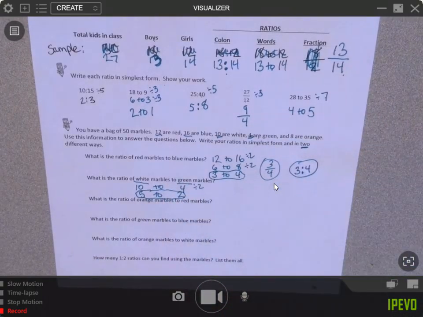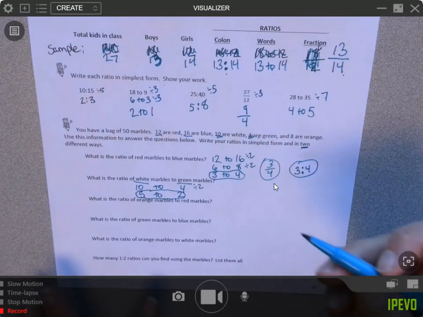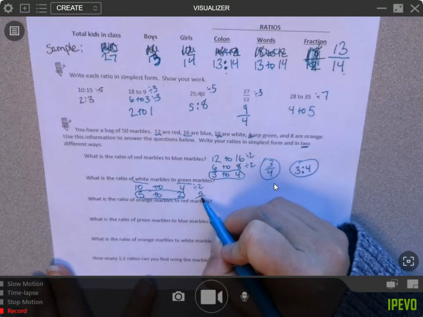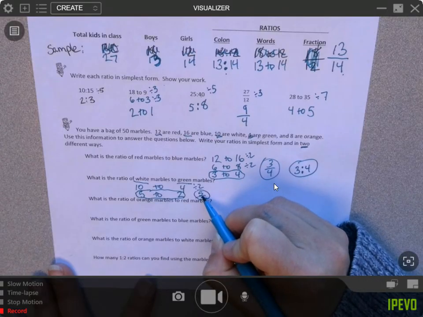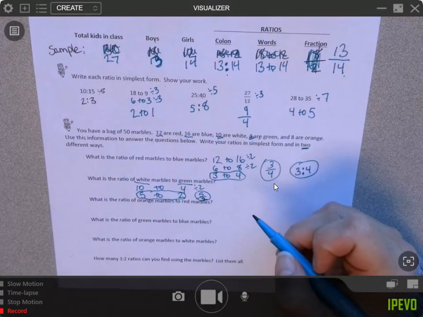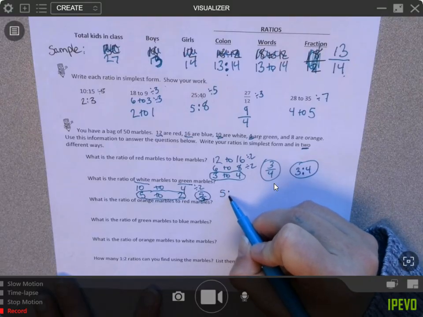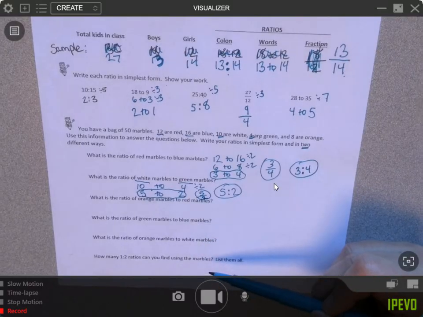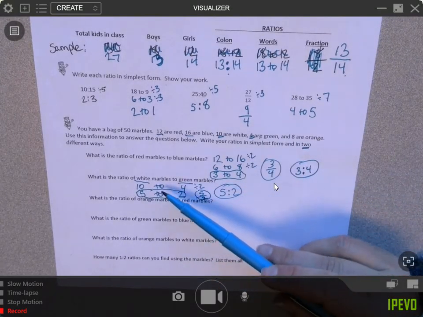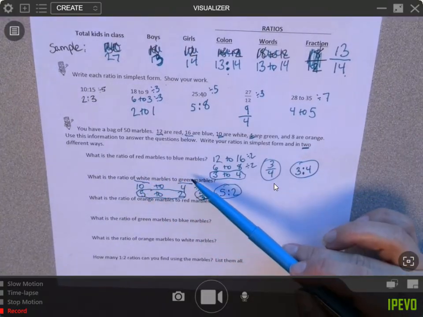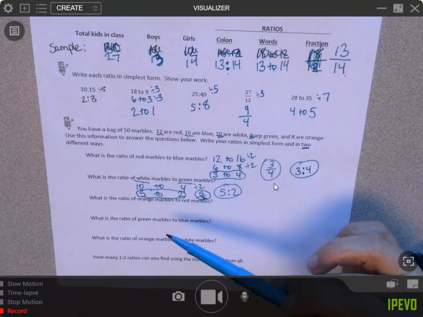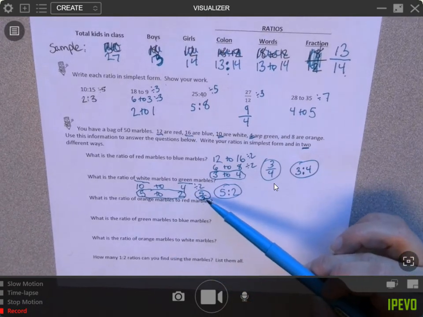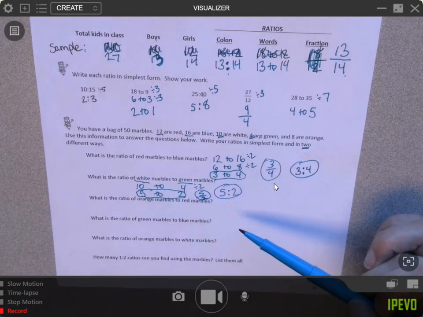How else can I write that ratio? What's another way to write it, Sophie? 5/2. What's another way to write it, Emma? 5:2. You're going to finish this page looking at what the ratio is, first number to second number, and then you're going to simplify and show it in two different ways.